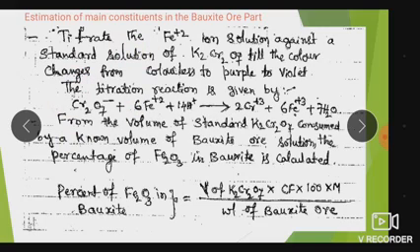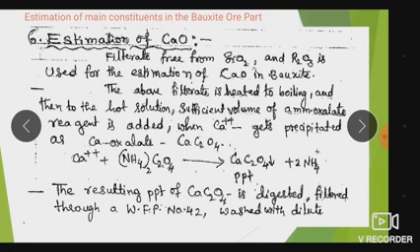dichromate. From the volume of standard K2Cr2O7 consumed by a known volume of bauxite ore solution, the percentage of Fe2O3 in bauxite is calculated. So what is the formula for that? Percentage of Fe2O3 in the bauxite is equal to volume of K2Cr2O7 into conversion factor into 100 into molarity divided by weight of bauxite ore, where molarity is that of K2Cr2O7. So the next one is the estimation of calcium oxide.